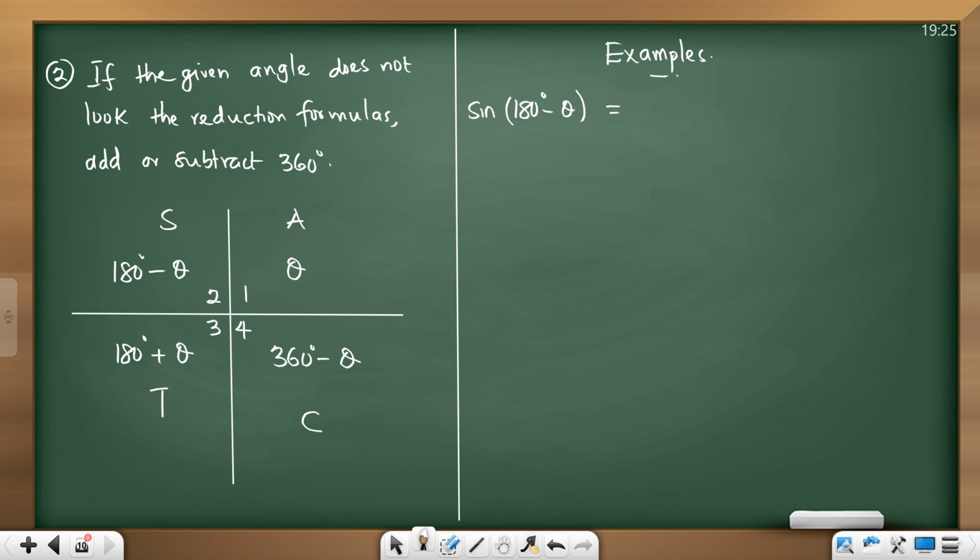V-Way, where are you seeing that 180 minus theta? Okay, specifically. Nduro, where are you seeing that 180 minus theta? And what do we know? So in quadrant 2, what are we seeing? Sine is what? Positive, right? Good. So what is my answer? Sine theta. It's 1 mark there.